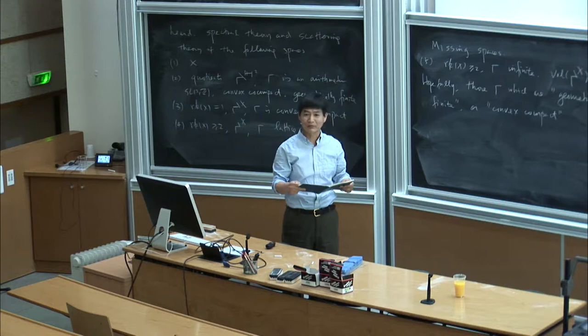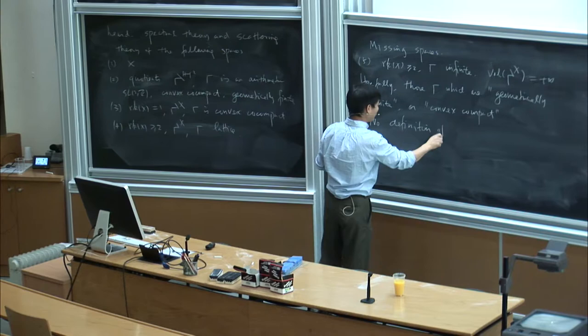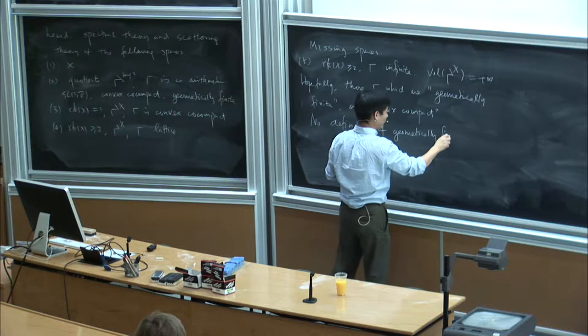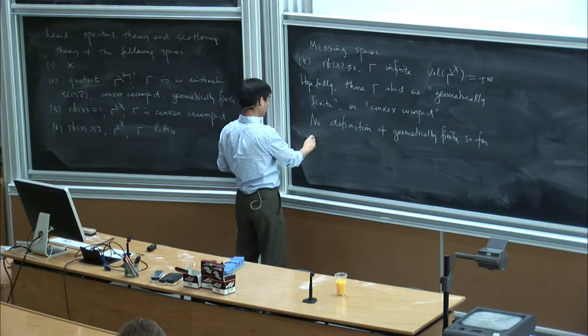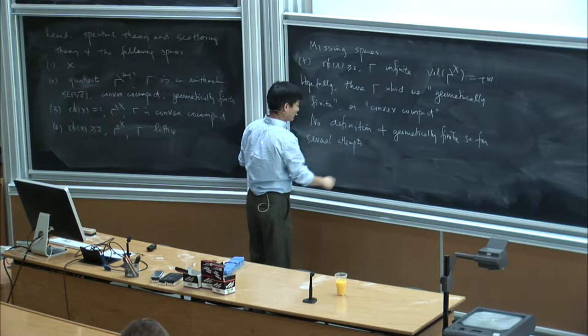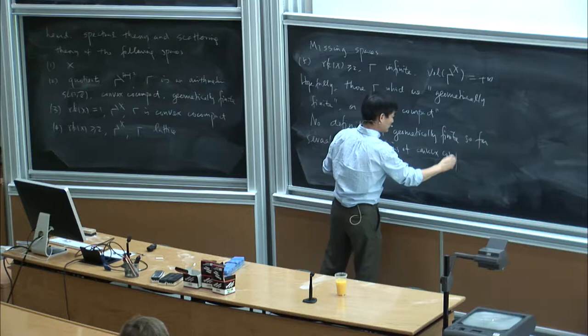But there is one problem with this proposal. What's the problem? No definition of geometrically finite so far. And we have better luck with some successful attempts, well, more than attempts actually, of convex cocompact subgroups.